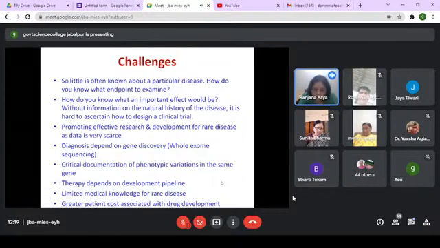What I mean by that is you need to critically document the phenotypic variations that are happening due to the mutations in the same gene, and it is required that two unrelated individuals with the same rare disease can be correlated for their phenotypic variation. That is an essential benchmark to categorize a particular rare disease, so the phenotype of a particular rare disease.